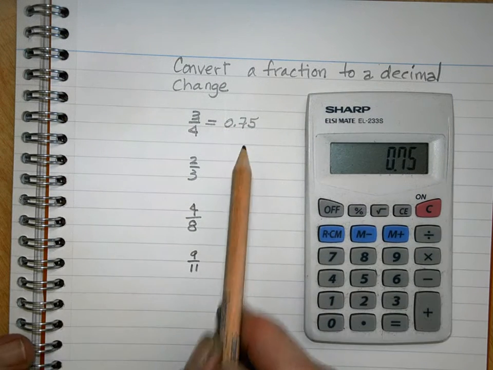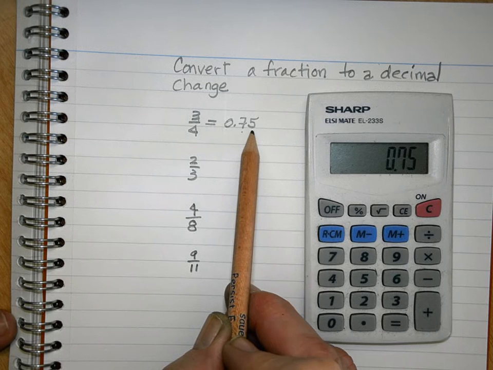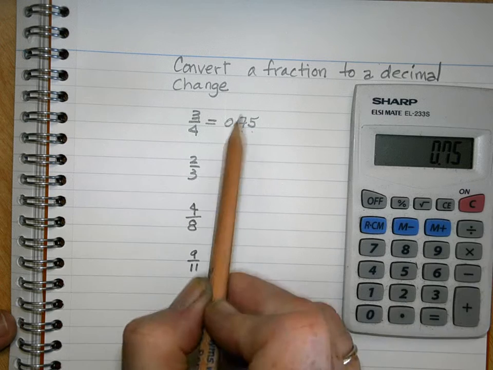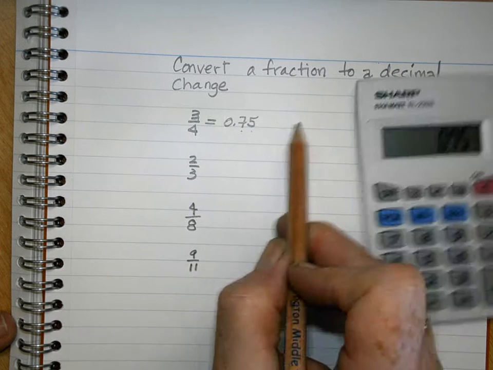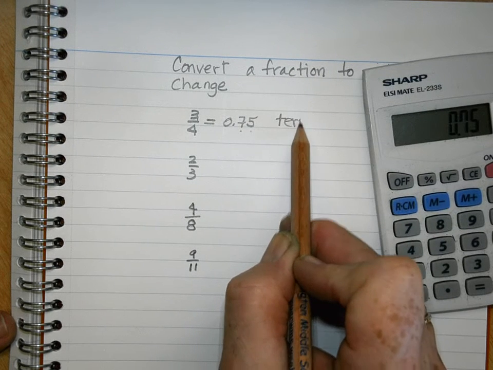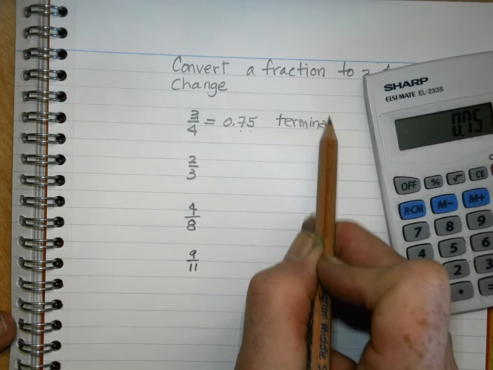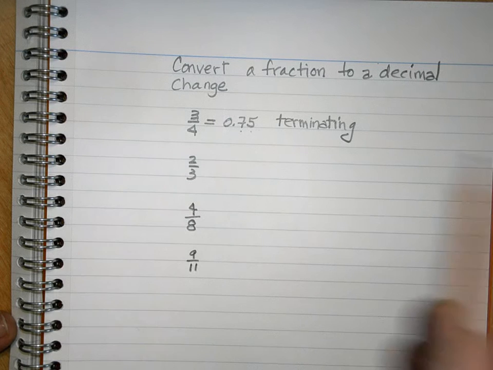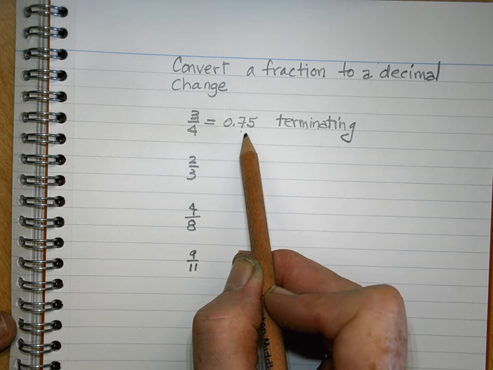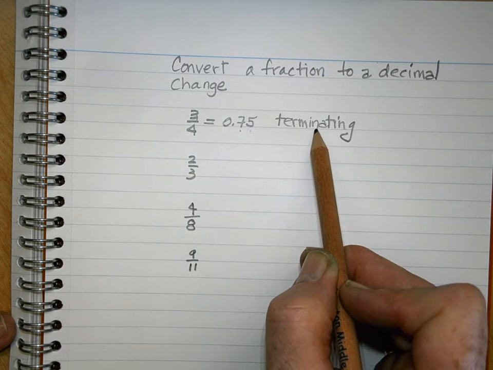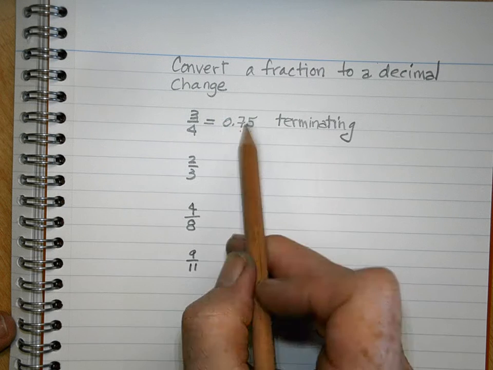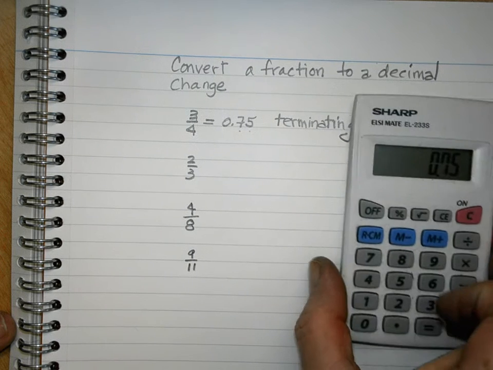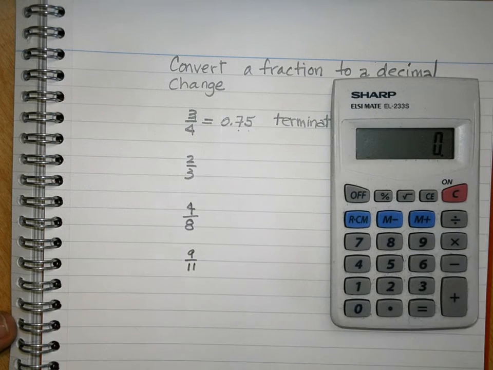I notice that the 7 does not repeat and the 5 does not repeat. Therefore, it ends. When a decimal ends without repeating, then it's called a terminating decimal number. So 0.75 or 75 hundredths is a terminating decimal, and I know that because none of these digits repeat. Now I'm going to look at my next fraction. I'm going to clear out my calculator.